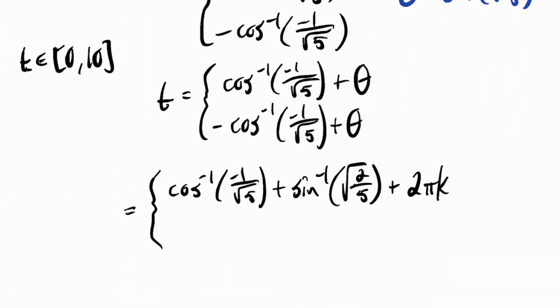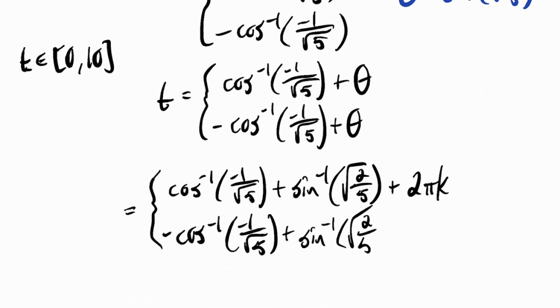But then also, negative cosine inverse of negative 1 over root 5 plus sine inverse of root 2 over 5. Let me write that a little bit more neatly. There we go. Plus 2 pi k, however many copies of the period we need. Now, I thought I had a calculator handy here somewhere. I must have moved it because I don't see it. That's okay. I'll just use an online calculator. Take me a second to pull it up.